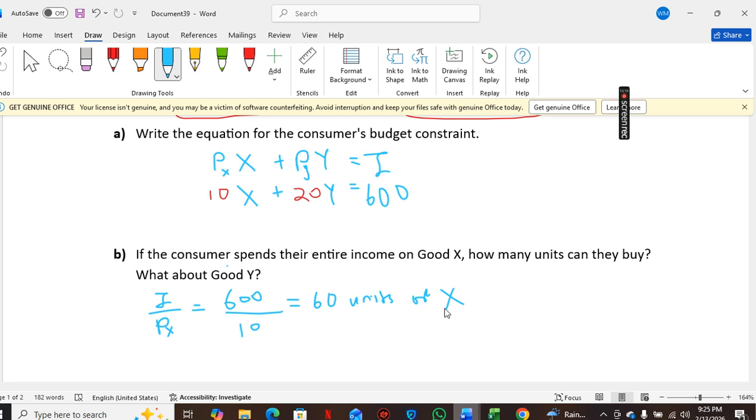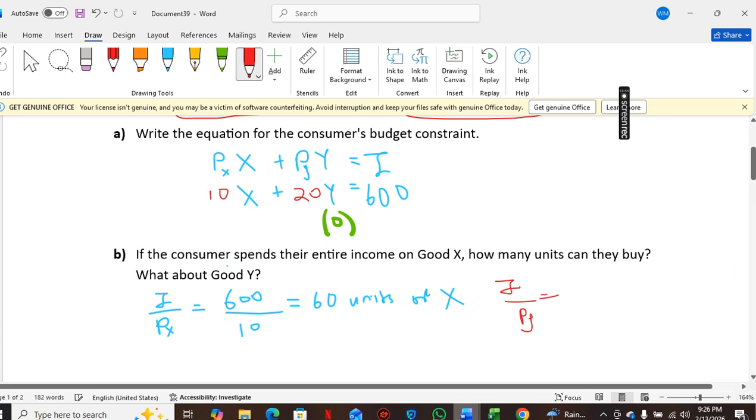That's what that X-intercept was telling us. The other way we could have done it, algebraically, is to equate Y to 0, since you're not buying any units of Y. So let Y be 0. When you equate Y to 0, 20 times 0 goes away. Then you have 10x equals 600, and to get the value of X, you divide 600 by 10.